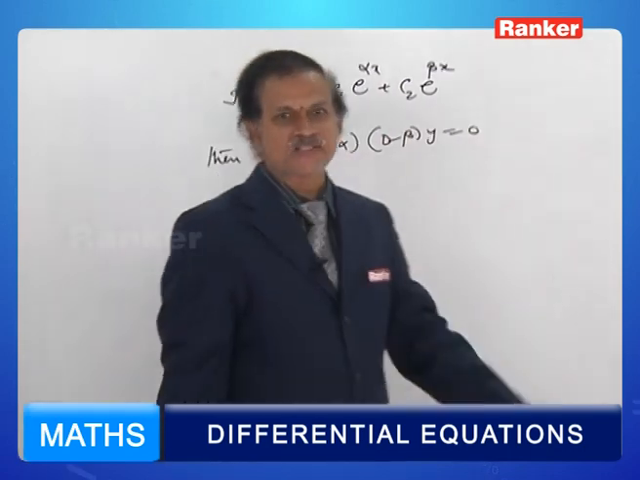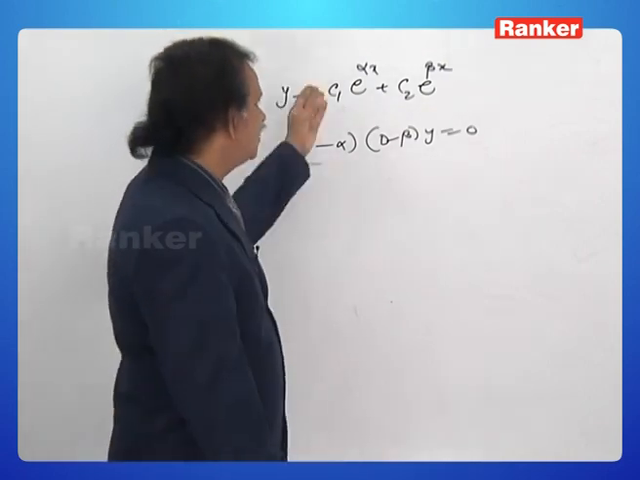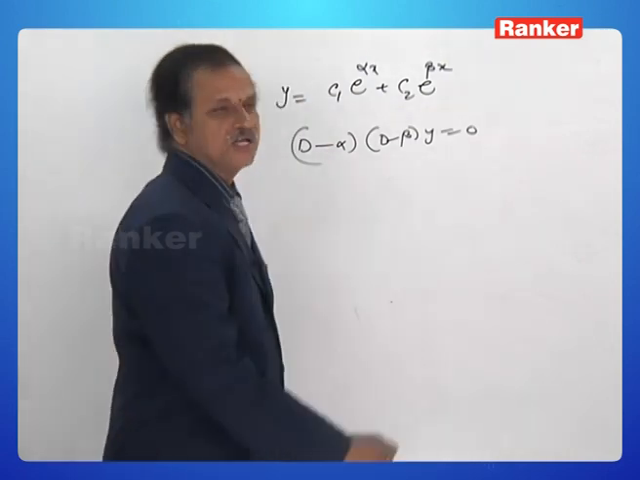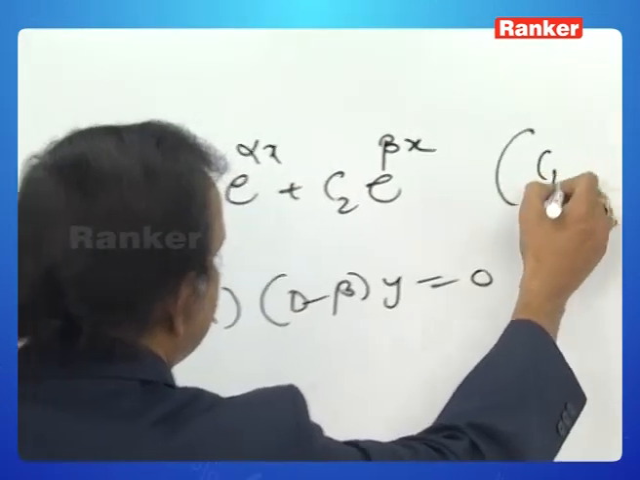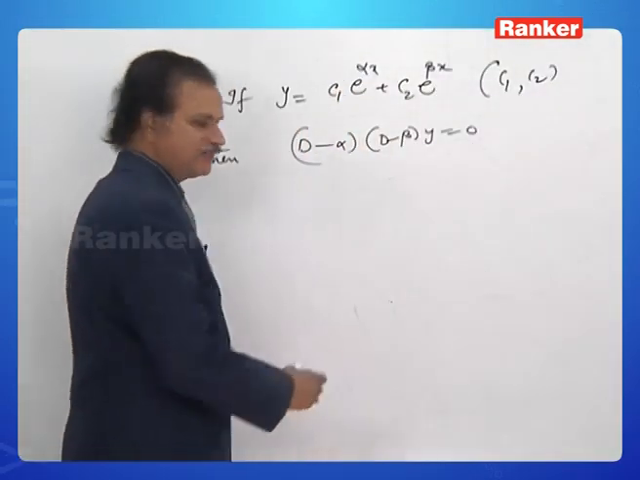Alpha and beta might be present there. Actually, alpha and beta are known constants and c1 and c2 are arbitrary constants. The things that are to be eliminated are c1 and c2. Well, my dear, let us have a good practice of this.